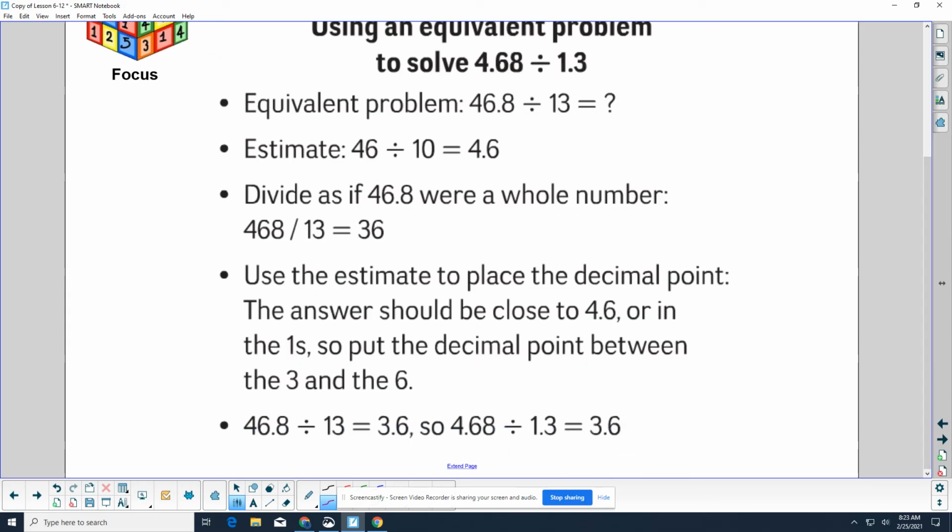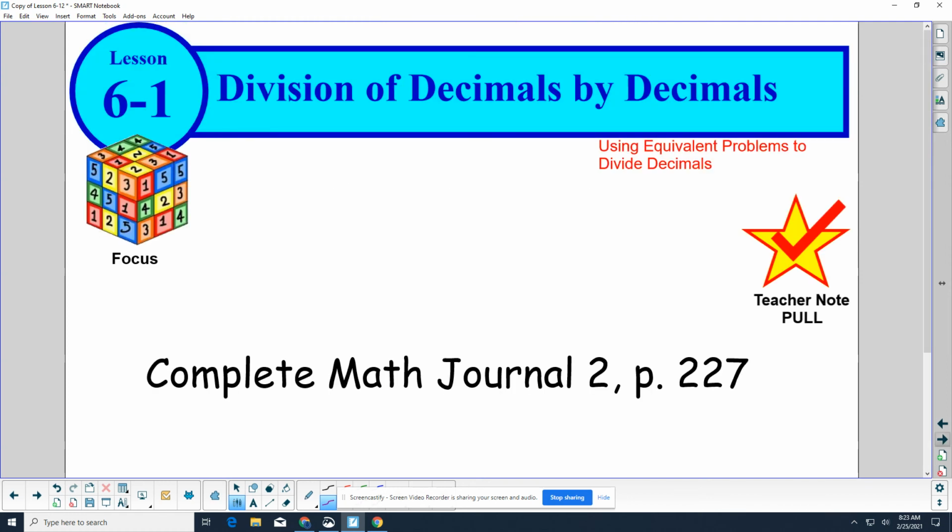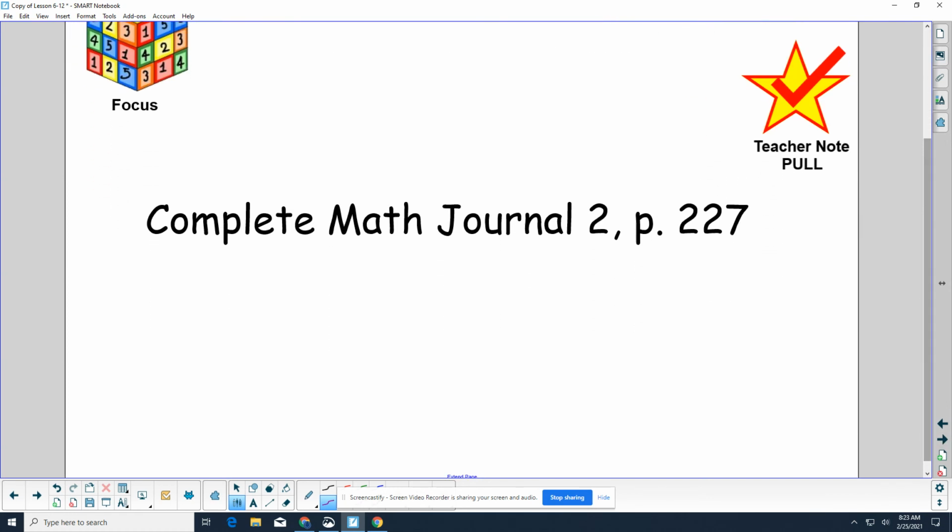We know our estimate was around 4, between 4 and 5, and we find we have 36, our decimal would actually go between the 3 and the 6 because that still keeps it in the ones place. If I put it after the 36 or before, that would change and not be reasonable compared to my estimate.